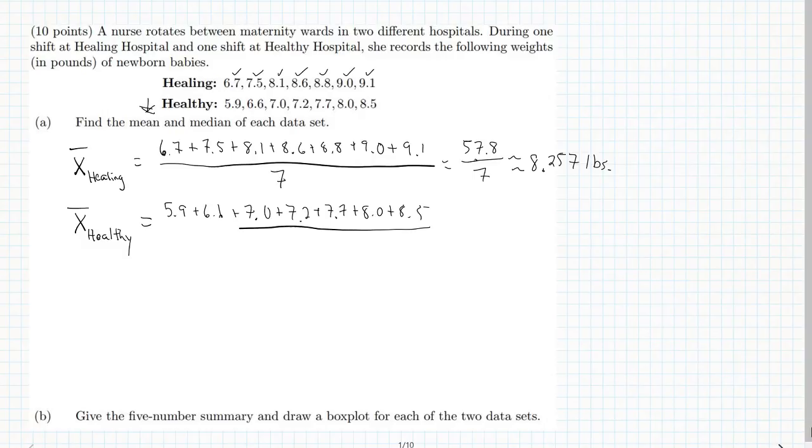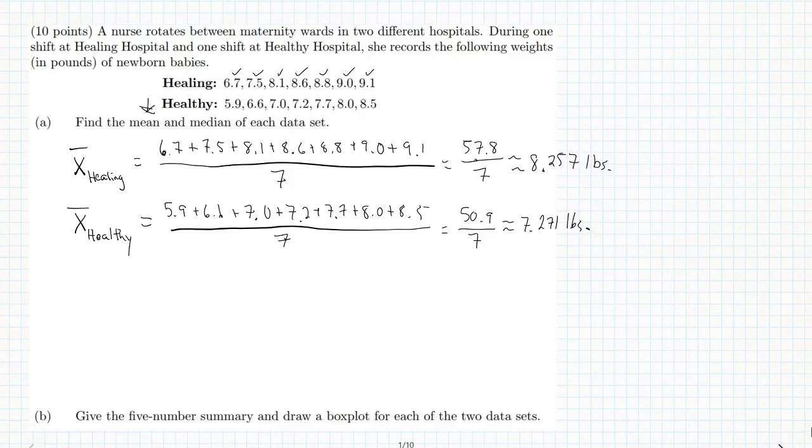Then we take all that and divide by 7 once again, because there are 7 observations, and it lines up with the Healing data. So what does that make? Let's add that up. I think that's 50.9 divided by 7. Once again, double check me there. So 50.9 divided by 7 gives approximately 7.271 pounds. And don't worry if you can't do this in your head, you can use a calculator.